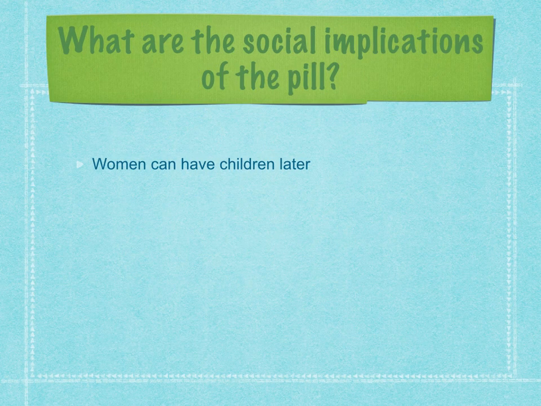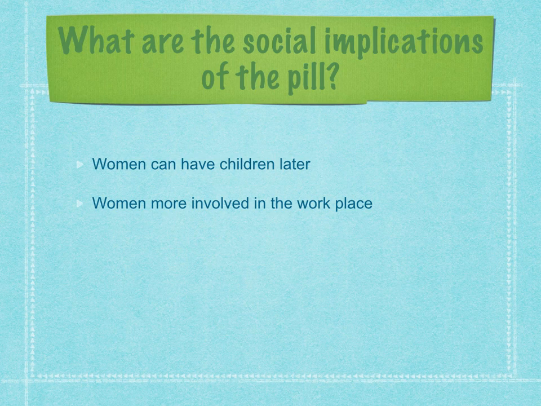Okay, social implications. Women may have children later. This means that it can suit their social and economic conditions. The children born are therefore more likely to be better cared for. Women are also more involved in the workplace because they've got greater control of their own bodies and their own fertility. It therefore promotes gender equality and women's autonomy. Therefore, these women have greater freedom to go to work.